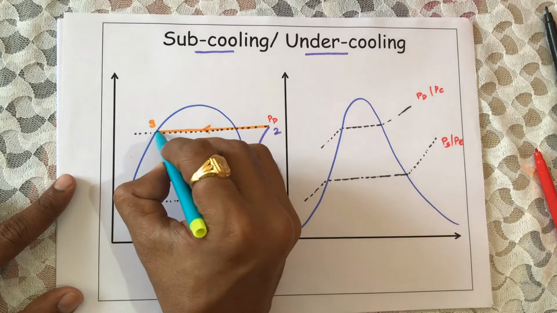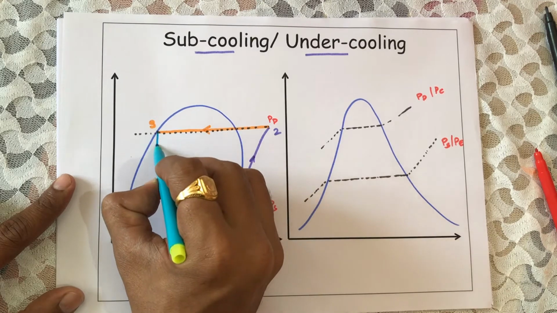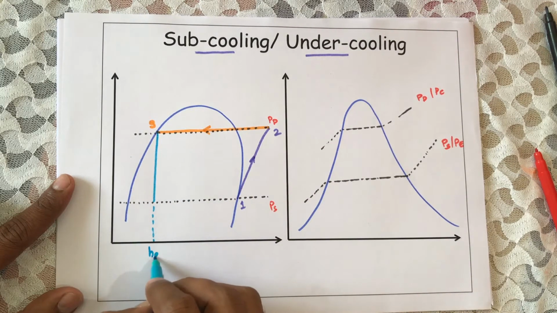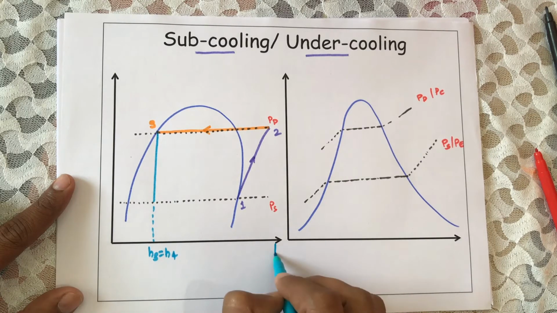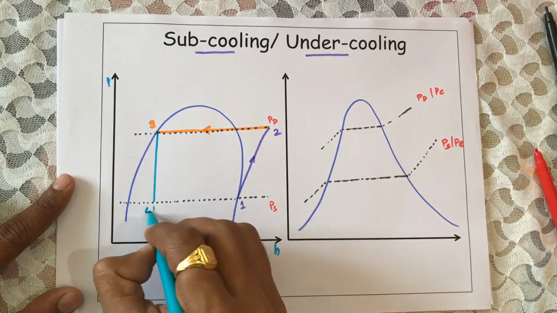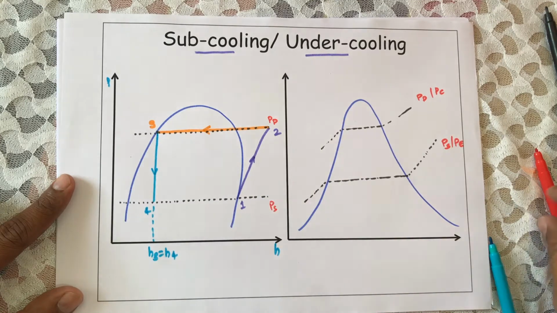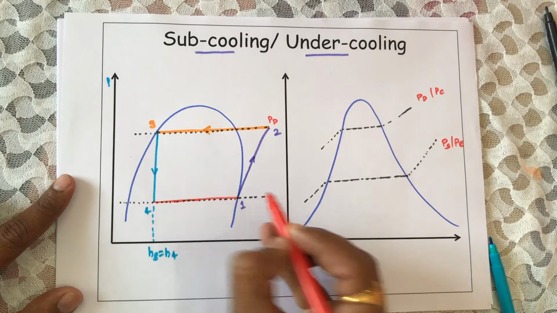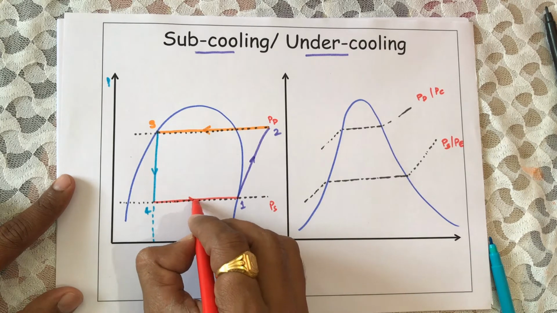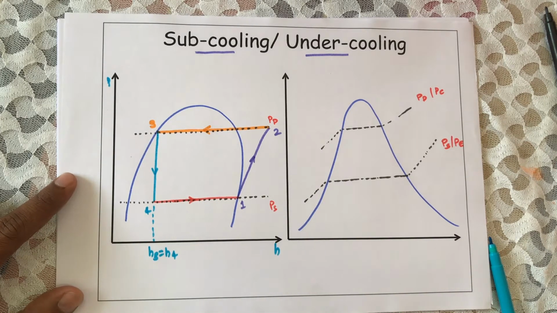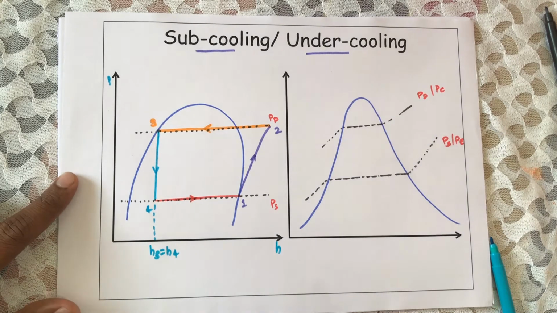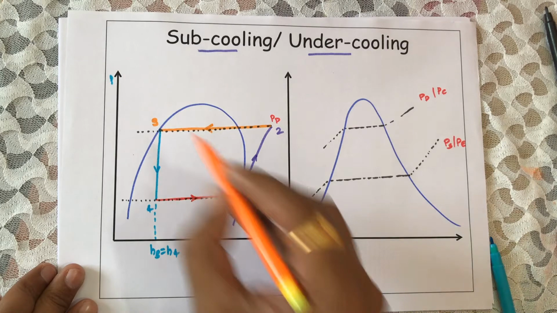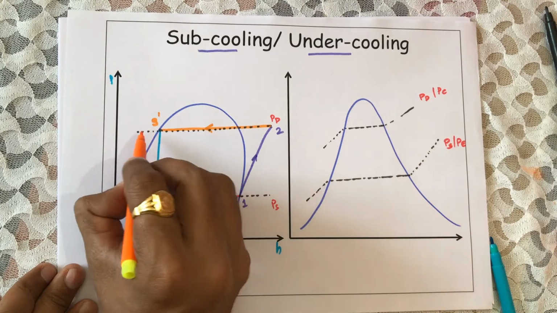Then 3 to 4 is nothing but an isenthalpic expansion process. This is point number 4. And finally 4 to 1 is nothing but a constant pressure heat addition process. But here let us say this is point number 3 dash.